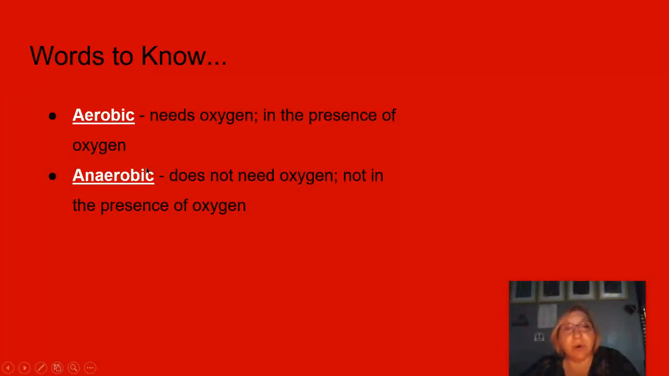In an anaerobic reaction or use of energy, it does not need oxygen, and there's no oxygen there. An example of that is fermentation. So when wine is formed, or when yeast make bread dough rise, that is an anaerobic activity. The yeast are not in the presence of oxygen when bread dough is rising.